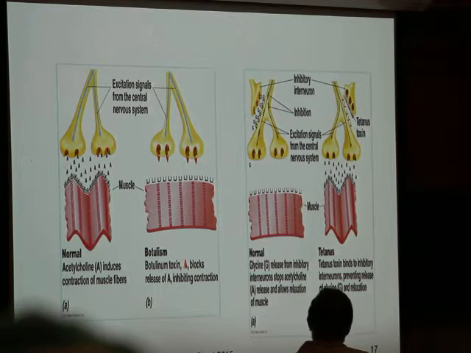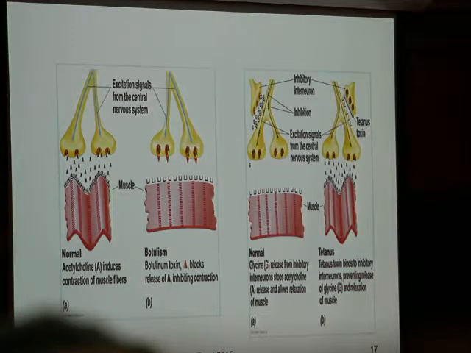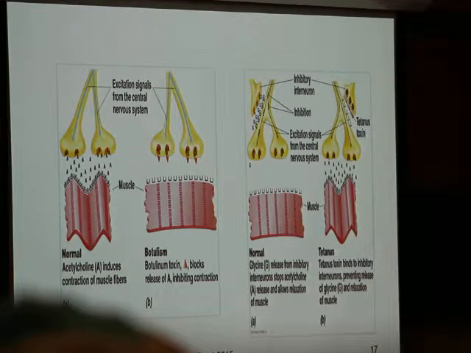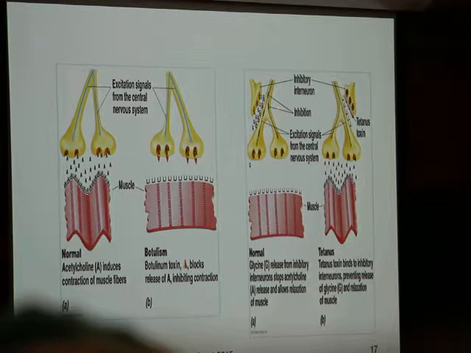In the case of tetanus, it's the opposite scenario. It affects the inhibitory neurons. So normally we have inhibition by glycine. So glycine is released, and it basically stops acetylcholine from being released and allows the relaxation of the muscle.